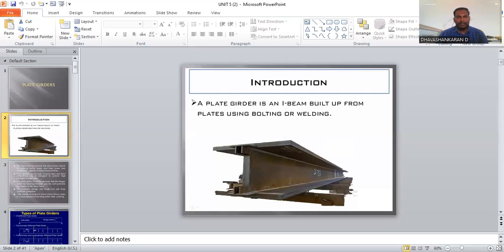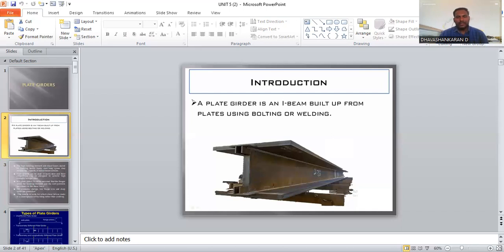Then a thin but deep web plate is liable to vertical as well as diagonal buckling, which also needs protection. The web may be stiffened with vertical as well as longitudinal stiffeners. So here the longitudinal stiffener is also used, and the vertical stiffener is also used. Diagonal buckling is resisted by the vertical stiffener only. That's why we provide this vertical stiffener. Based on the loading condition, we provide these kinds of stiffeners.